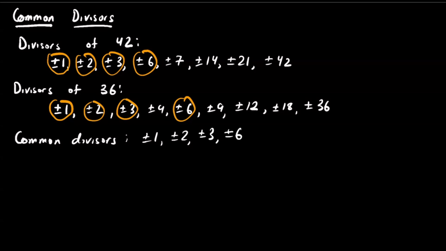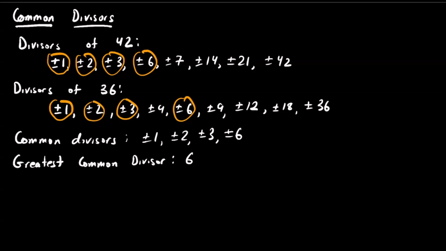And we can ask, among those common divisors, what is the largest common divisor? We're going to call this the greatest common divisor. The greatest common divisor is very easy to pick out here. The greatest common divisor is going to be 6. It's the largest number that divides both 36 and 42. And so this is going to motivate our definition for what's called the greatest common divisor.